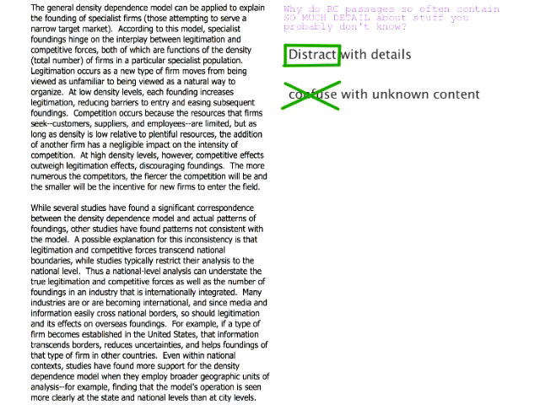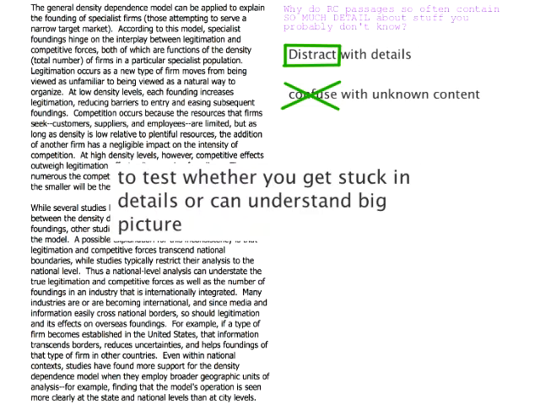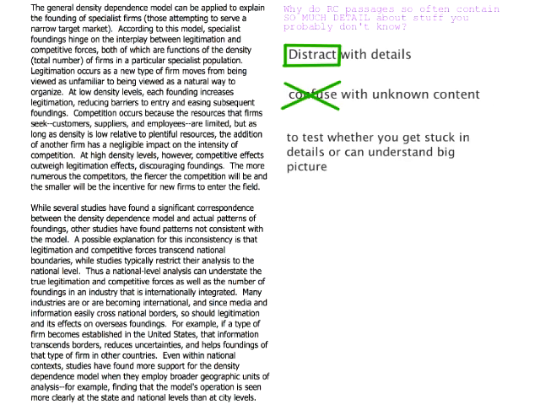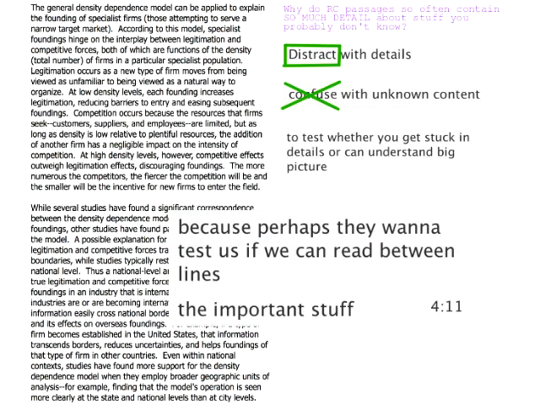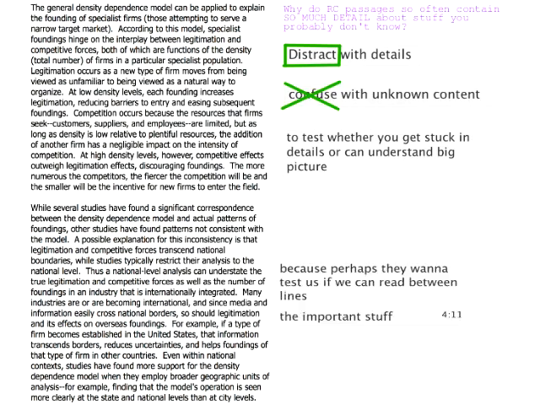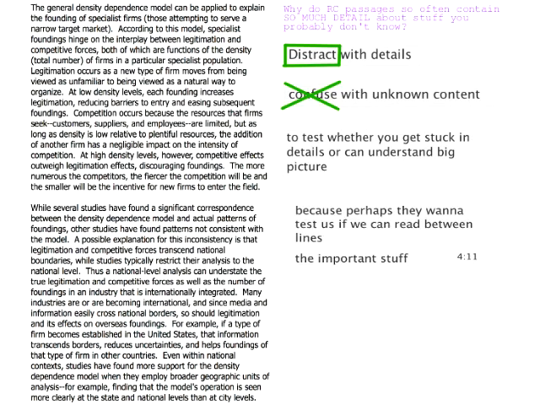Other things people wrote which are pretty accurate. You do want to get the main idea. Absolutely. To test whether you get stuck in details versus understanding the big picture, this is a very nice summary right here. There's another phrase here which perhaps you might not mean exactly the way you're using it. What this means is this phrase that's right here, reading between the lines.